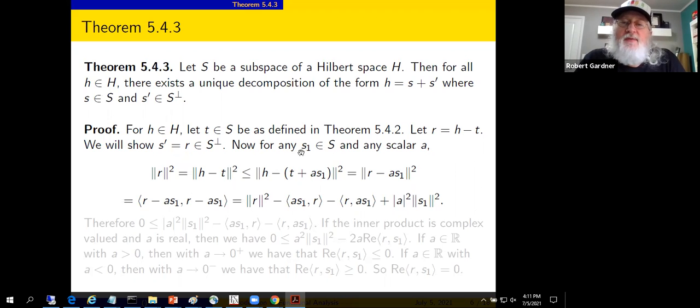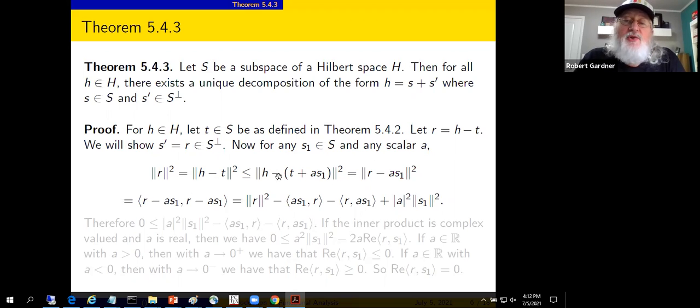So take an arbitrary vector in subspace S, call it S sub 1. Let A be any scalar. The norm squared of R, we define R to be H minus T, so that's the norm squared of H minus T. That's less than or equal to the norm squared of H minus the vector T plus A S sub 1. Why is that? Because this norm is minimized by taking H minus an element of set S. That minimum is reached with vector T. That's what we showed in the previous theorem.